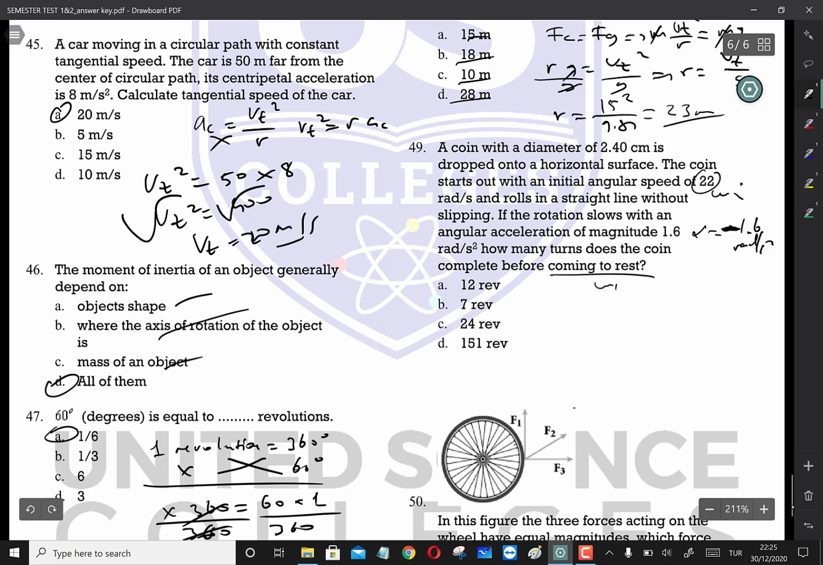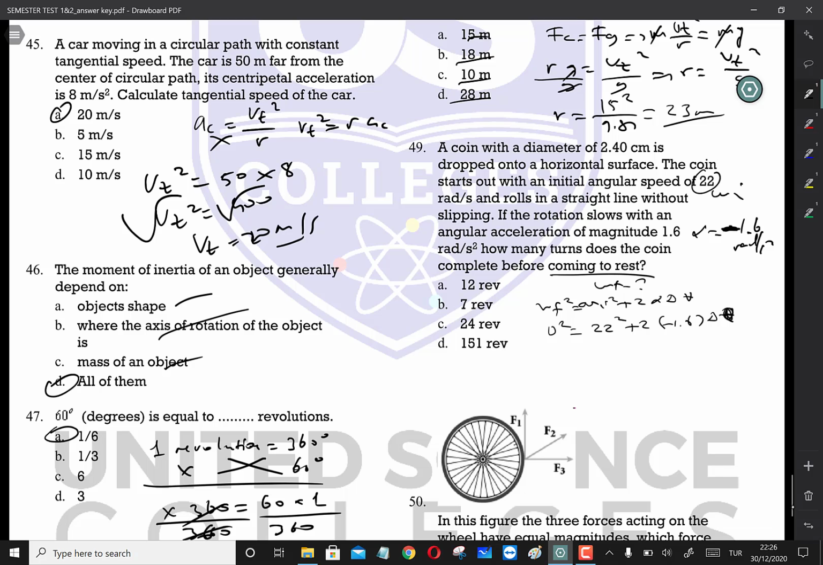So omega final is 0. So we are going to use the kinematic equation. Omega final squared is equal to omega initial squared plus 2 alpha delta theta. Final is 0, initial is 22, squared. 2 times alpha, which is negative 1.6. Question, what is the angular displacement? First we will calculate it, then we will find how many turns.